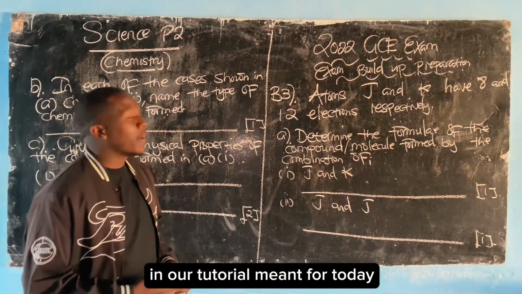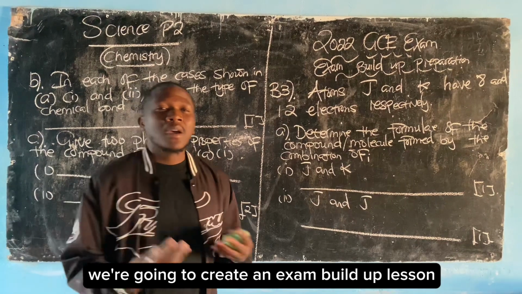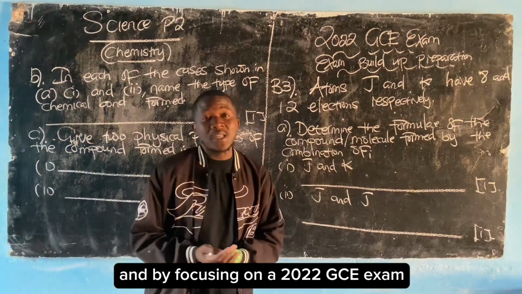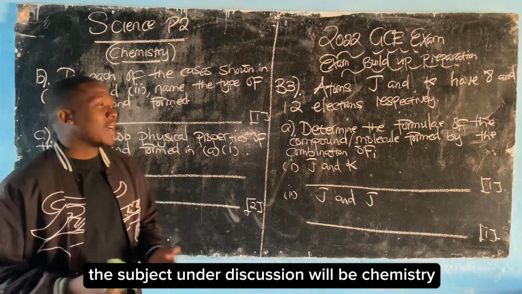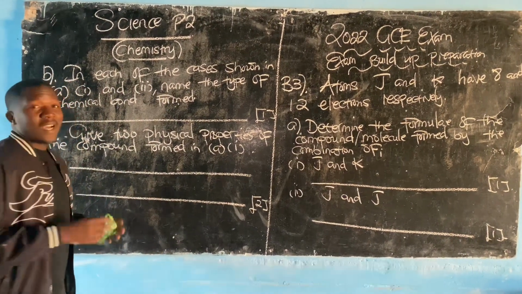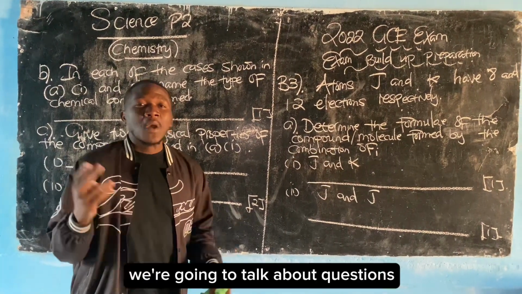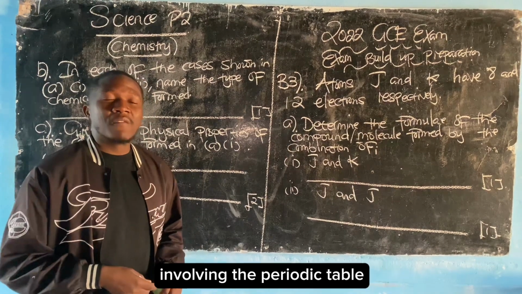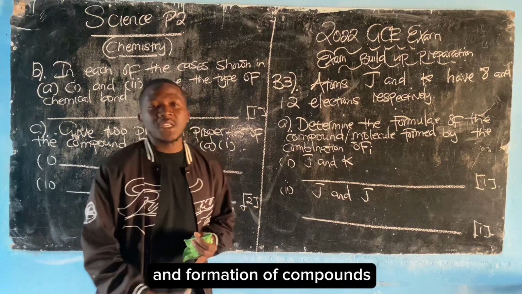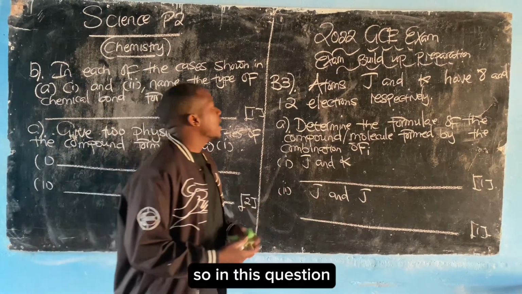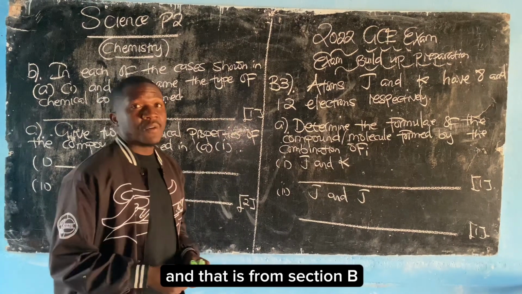In our tutorial for today, we're going to create an exam build-up lesson, focusing on a 2022 GCE exam. The subject under discussion will be chemistry, and that categorically is supposed to be understood as science paper 2. We're going to talk about questions involving the periodic table. This can possibly be about bonding and formation of compounds. So in this question, we're going to use question 3, and that is from section B.